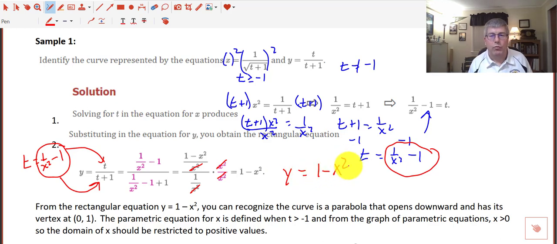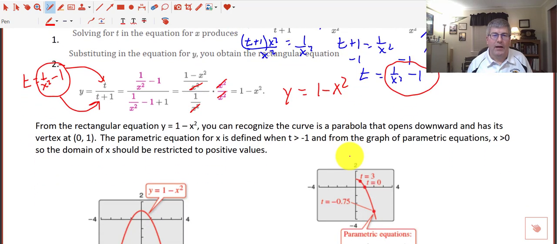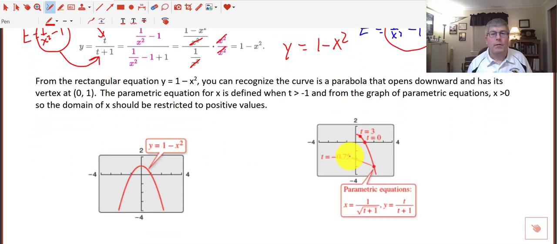So now I have rewritten my two parametric equations in terms of y and x. And you may recognize this is also a parabola that is going to open down and has its vertex at (0, 1). Now remember, we had some restrictions on this, though, on what our values for t could be. That's going to constrain what our graph might look like.